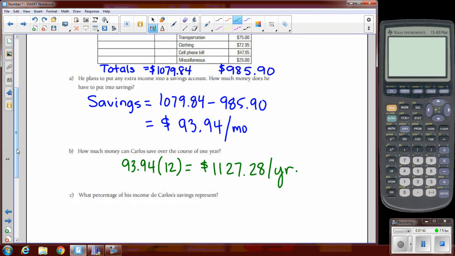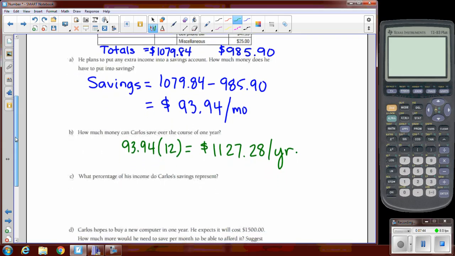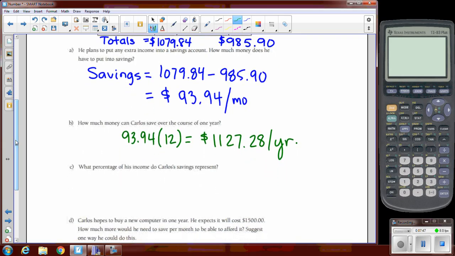Now it's saying, what percentage of income does this actually represent that he's saving? So we'll go back to the monthly numbers again. Now percentages, there's always out of a total. And up here we could see his total in the month was $1,079.84. And he's going to save $93.94 a month. So if I divide these, how much he saves out of the total amount, and then multiply by 100, I'm going to get the percentage he's saving each and every month.